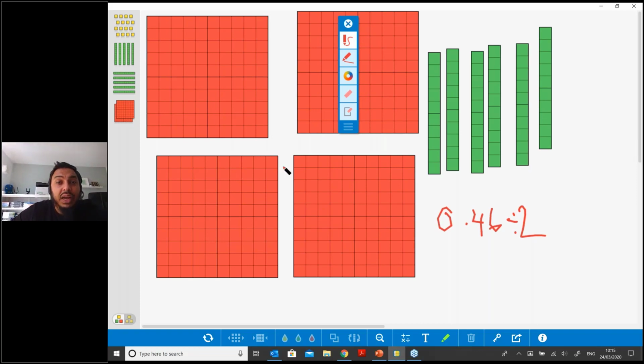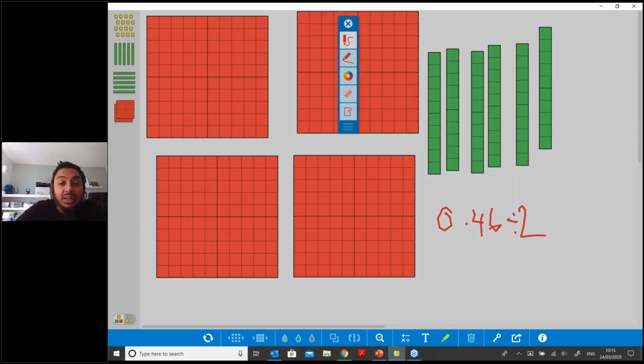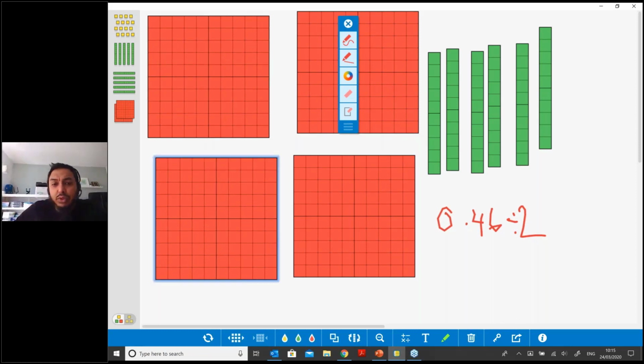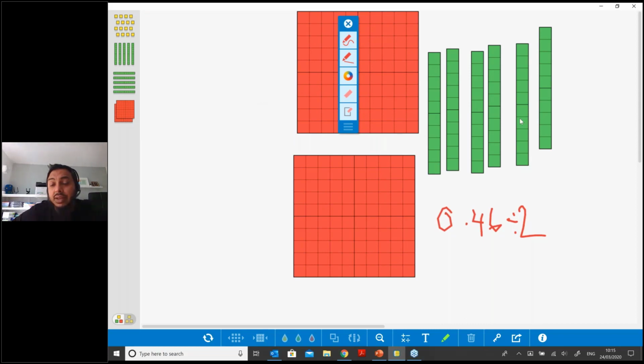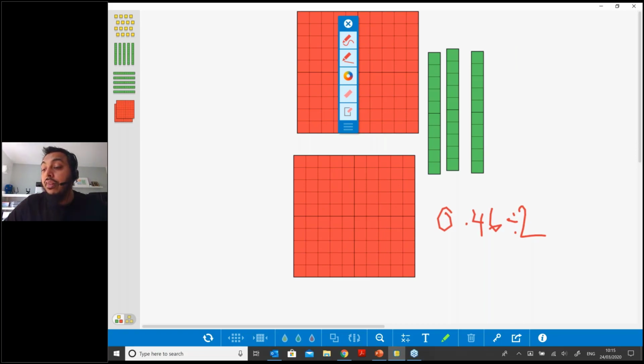Then I can say, if you divide the tenths by 2, I've got 4 tenths. What's 4 divided by 2? It's 2, right? So 4 tenths divided by 2 is 2 tenths. And I've got 6 hundredths here. 6 hundredths divided by 2 is 3 hundredths. So 0.46 divided by 2 is equal to 0.23. So we want to try to keep this as simple as possible.